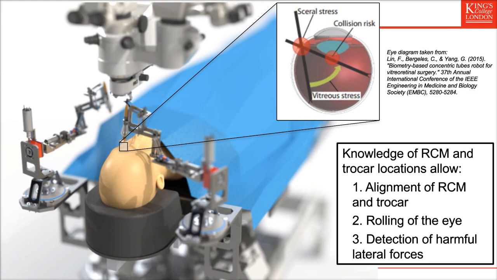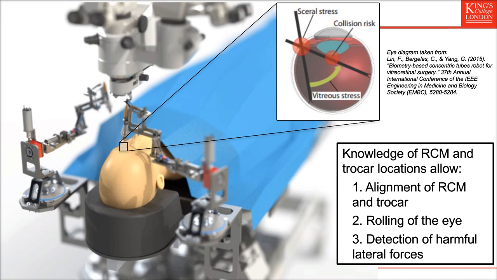For precise control of these instruments, an accurate knowledge of the surgical instrument's remote center of motion, or RCM, is required. For most of the surgery, the RCM must align with the trocar, which is used as a pivot endpoint to ensure that no damaging lateral forces are exerted on the eye. In certain situations, where the surgeon might want a different view of the retina, which he is observing through a microscope located above the surgical workspace, he'll need to slightly roll the eye by coordinating the movement of the surgical tool. These are very small and precise movements that require an accurate knowledge of both the RCM and the trocar location.